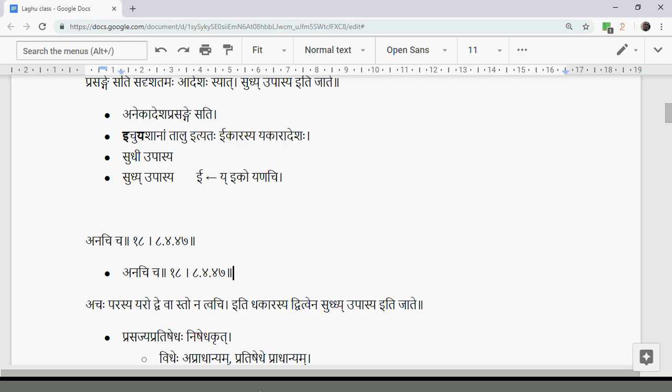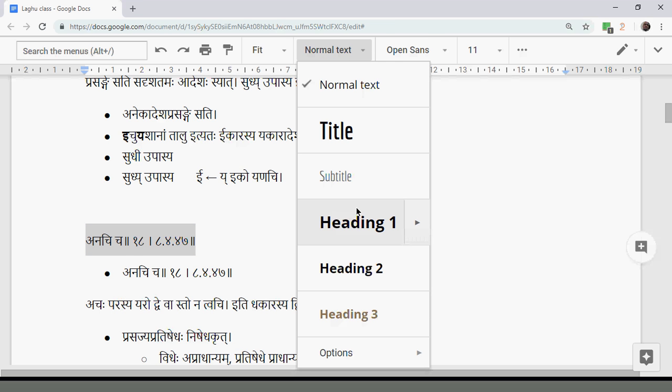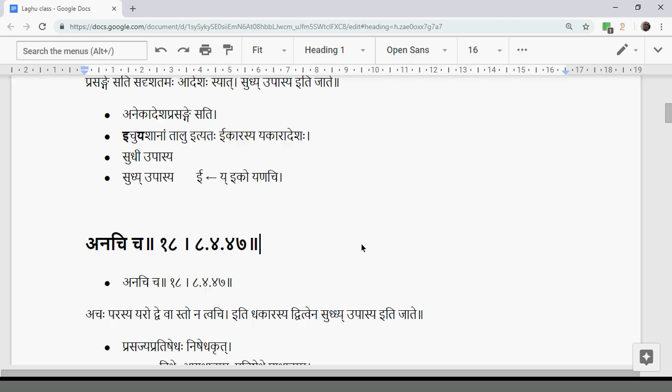The next sutra is anachicha. What does this sutra say? In the order of the derivation, what is the next one which is invoked? Which sutra is applicable now? He says, when you have derived this sudhyupasya, at that step, anachicha applies. This sutra is na ach anach. Anachi is seventh case singular, and cha is an avyaya. This is a sutra in the 8th chapter, 4th pada, 47, towards the end of the Ashtadhyayi.